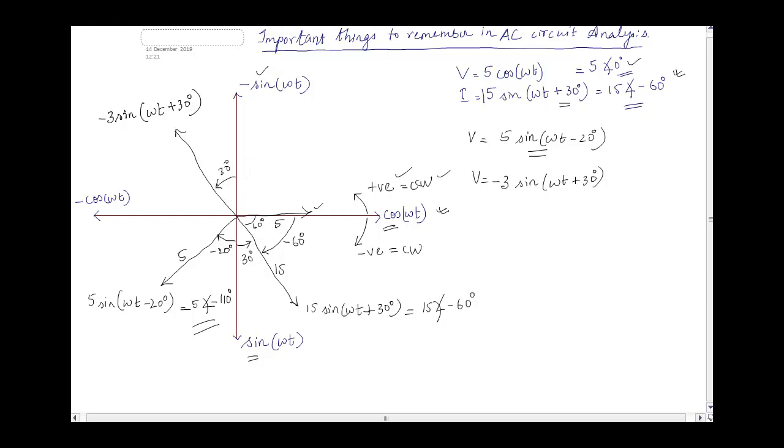Now to write it in polar form, I'll have to start from here. This vector from here is going to be 90 degrees plus 30 degrees, which is 120. So this one can be written as, now I'm not going to write the minus, I'm going to write 3 angle 120 degrees. That's how we try to do it for the case of voltage source or current source, whichever is written in terms of cosine or sine.